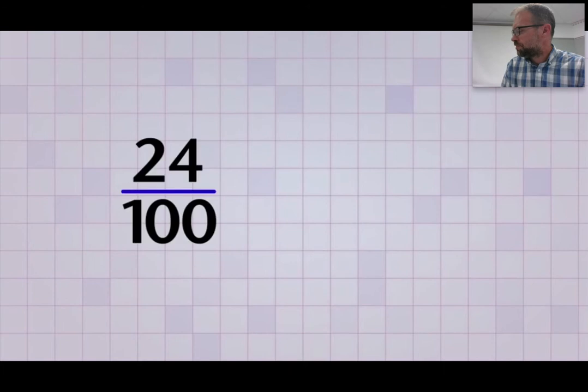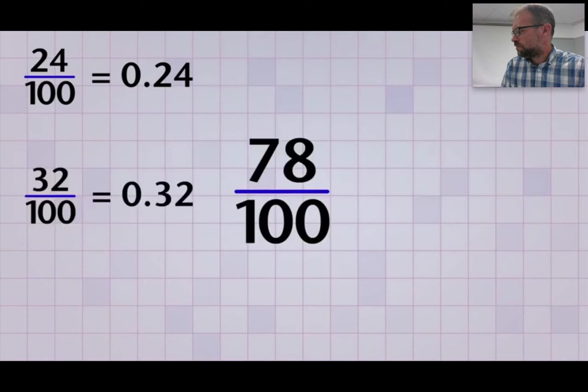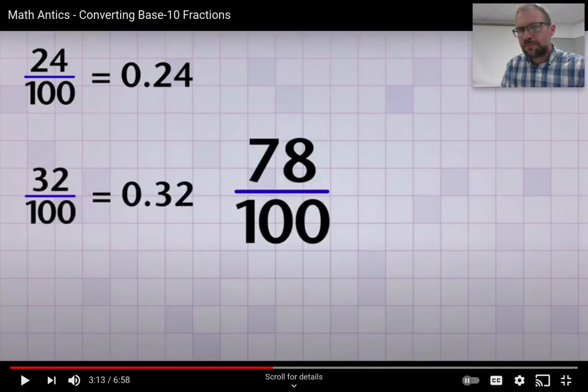Let's look at a few more examples to help you see the pattern. 24 over 100 would be 0.24. 32 over 100 would be 0.32. 78 over 100. What would 78 over 100 look like as a decimal? Answer that question now.